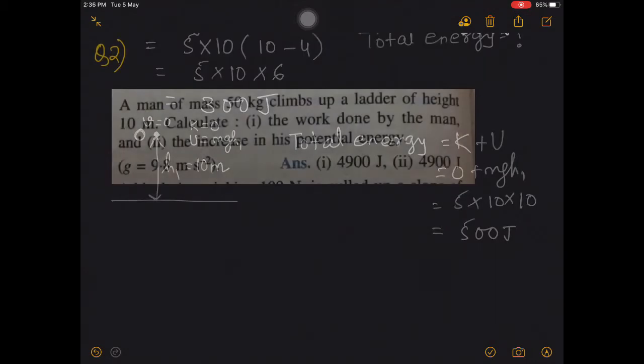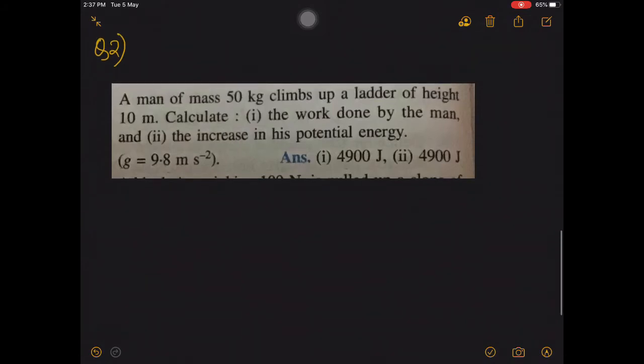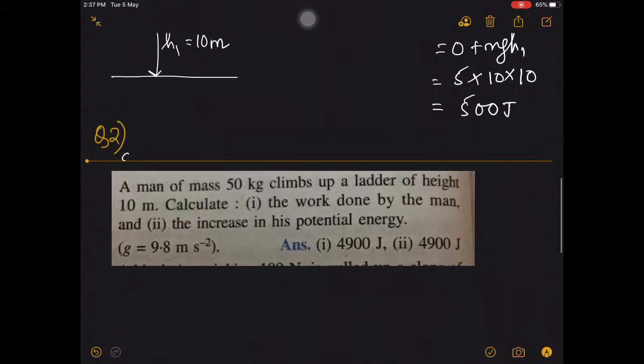Now let's come to question number 2. It says a man of mass 50 kg climbs up a ladder of height 10 meter. Calculate the work done by the man and the increase in its potential energy. The g value is 9.8 meter per second square. Okay, so let's proceed to solve it.